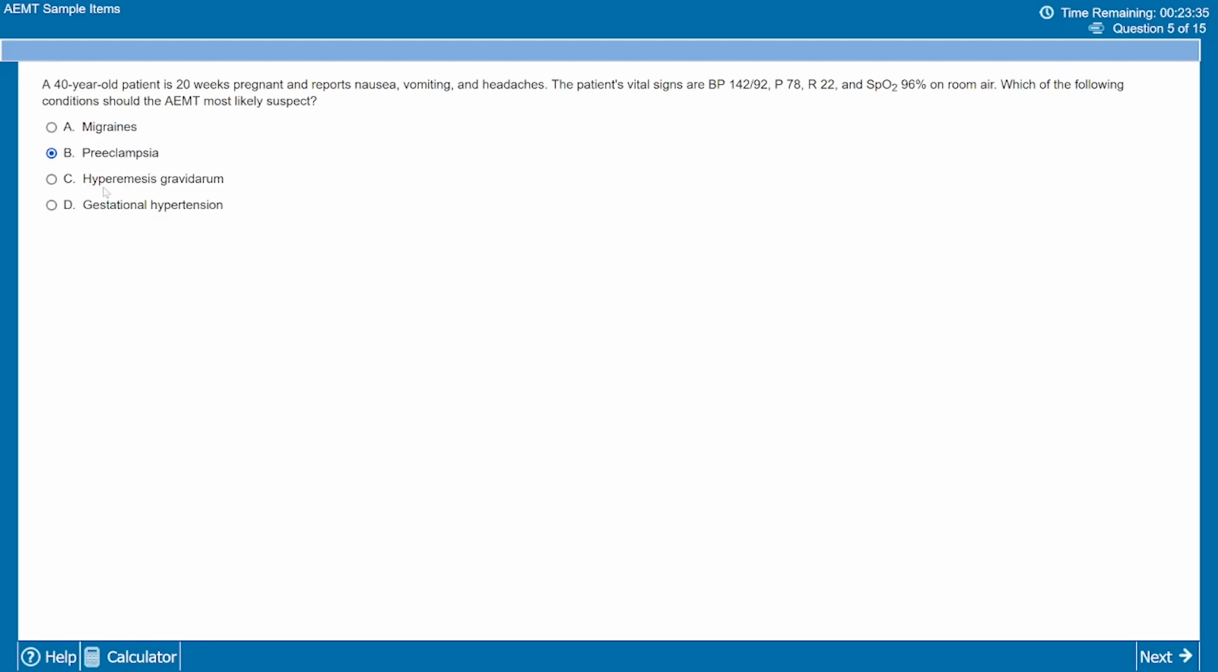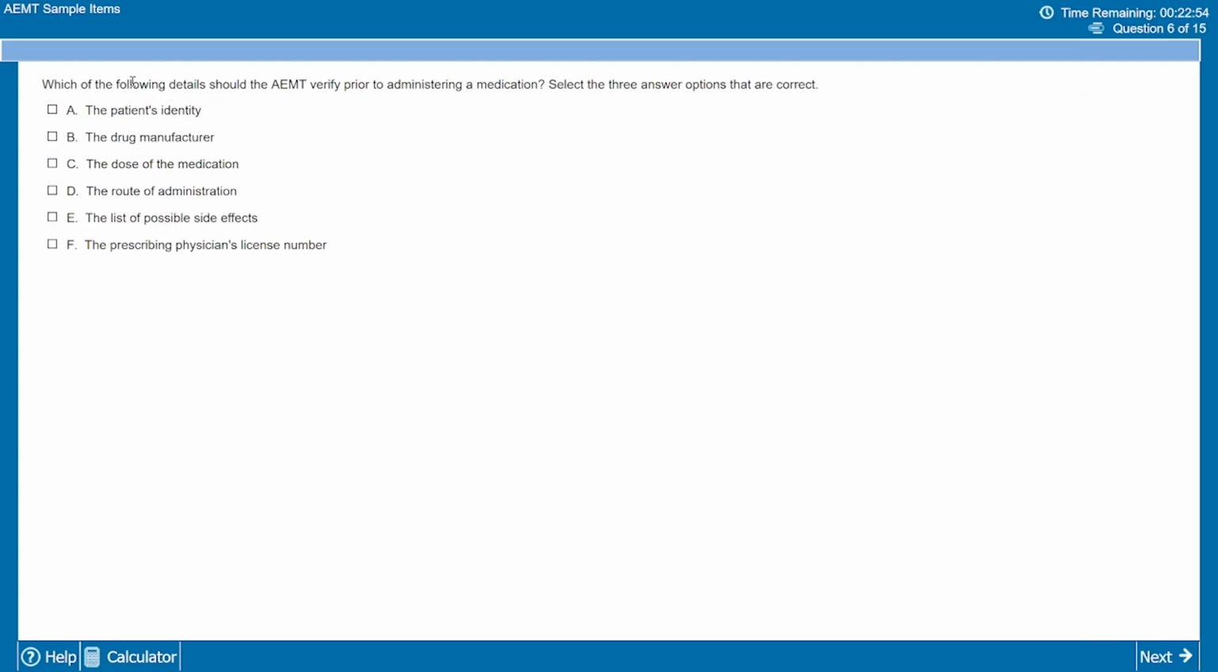But again, we can cross out hyperemesis gravidarum. Generally, if you don't know any of these answer choices, you could consider crossing out one. But even crossing out one answer choice is already good enough. But it is preeclampsia, I'm 99% sure.